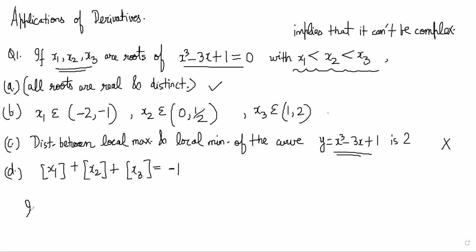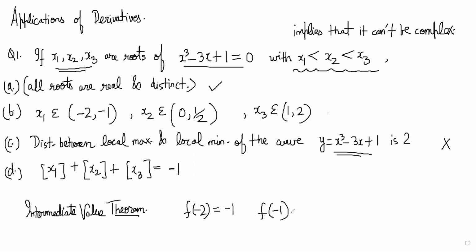See, we have intermediate value theorem, right? So if you have two values of the function which are negative and positive, then there is one root between them, right? So just check f of minus 2, what comes? F of minus 2 would be minus 8 plus 6 plus 1. So minus 1, right? And f of minus 1 is minus 1 plus 3 plus 1. So it is positive, right? So there is a root between these two.